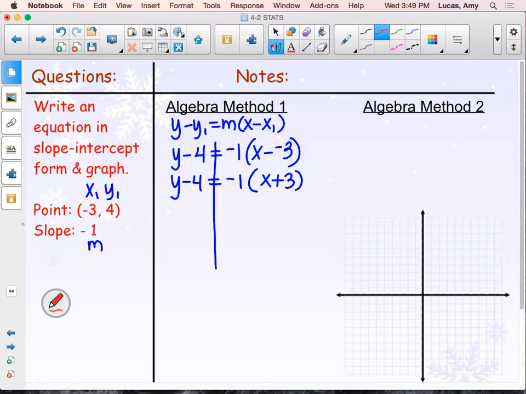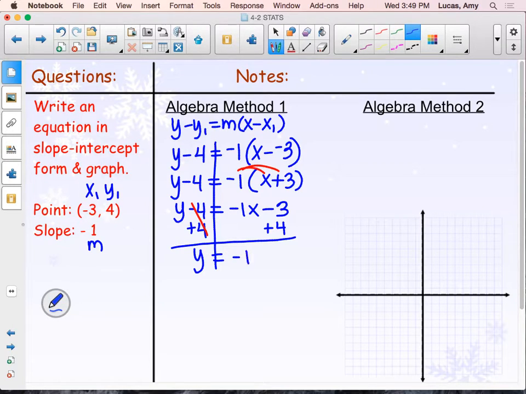Then I need to distribute my -1. So -1x and -1 times +3 is -3. Then I can add 4 on both sides. And y equals -1x plus 1.